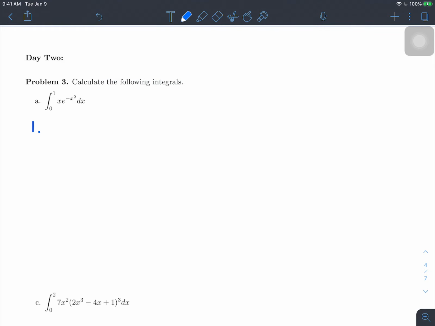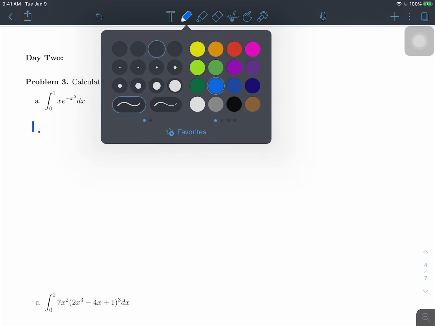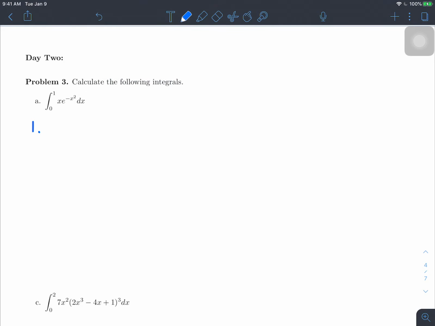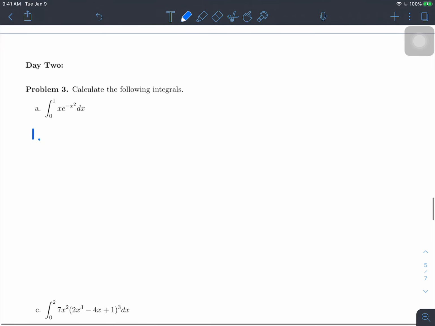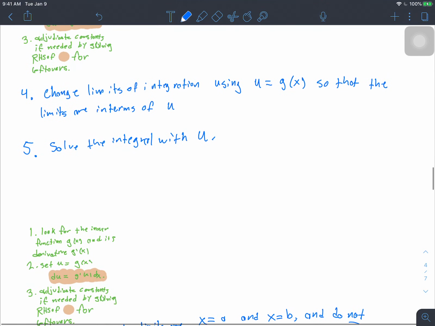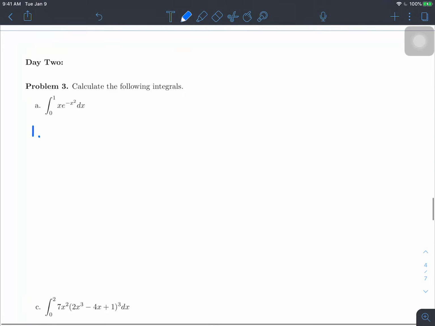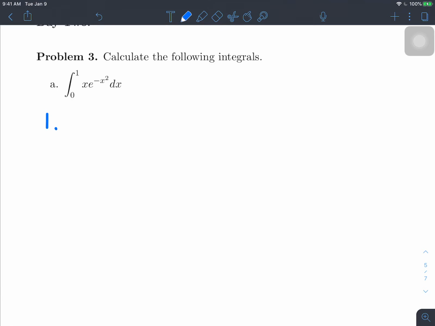So, method 1. That's too thick. All right. So, method 1 was change the limits of integration using u equals g of x. So I've got x times e to the negative x squared. This is a u-substitution problem because I have a product of functions here. I don't know how to do the integral of a product of functions. I can find its derivative, but I don't know how to do the integral, so I need to use the only technique that we have for doing integrals which are more complicated than simple functions. I need to use u-substitution.